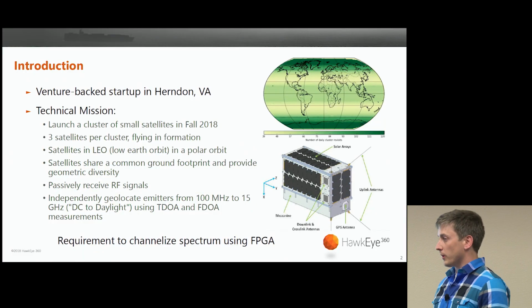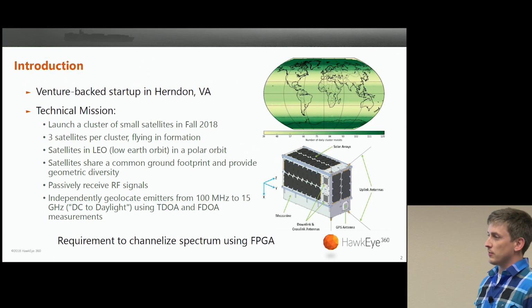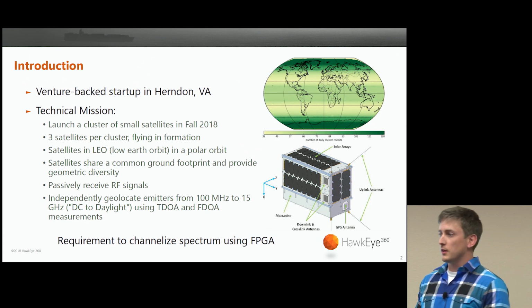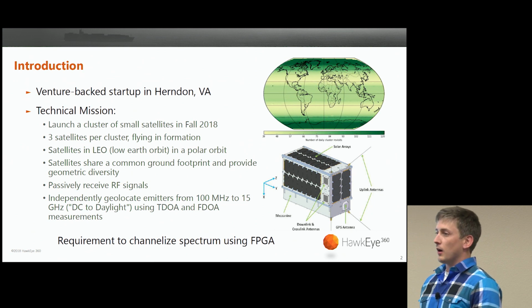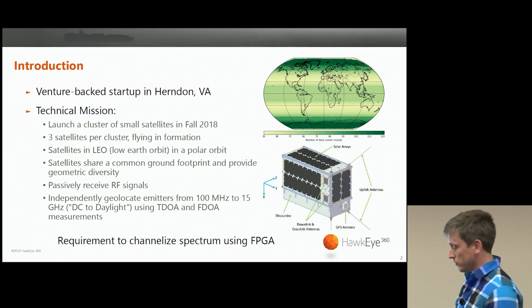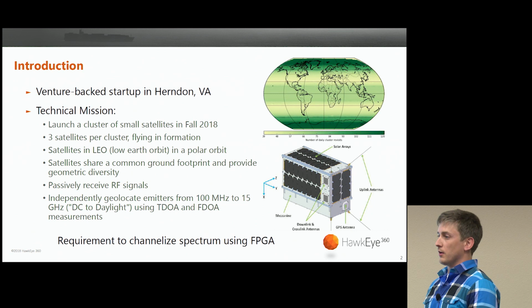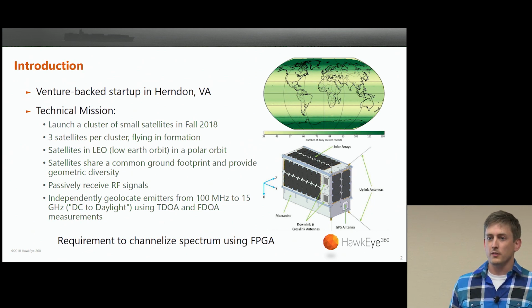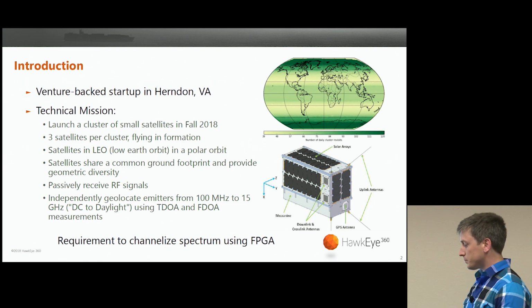So we're a venture-backed startup based out of Herndon, Virginia, outside Dulles. We have a really unique technical mission. Our goal is we're launching a constellation of small satellites, and each cluster of small satellites is three satellites. They look kind of like that in the bottom right. They're about the size of two briefcases stacked on top of each other.